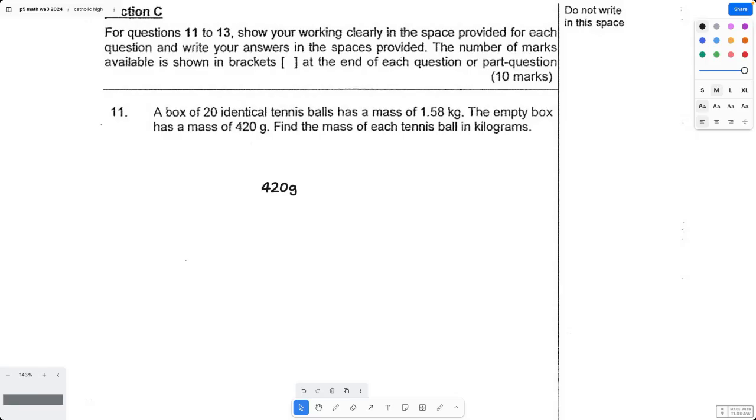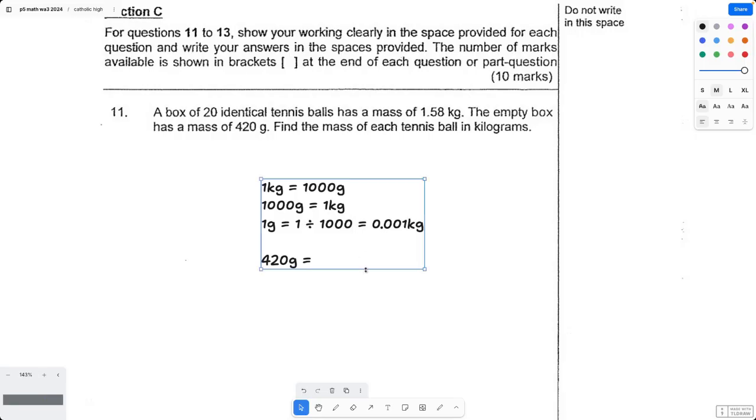So we know that, to recap, 1 kilogram is equal to 1000 grams. So 1000 grams is equal to 1 kilogram, not 100, 1000 grams. Then 1 gram is equal to 1 divided by 1000 grams, so 0.001 kilograms. It's 1 divided by 1000. This is essentially how you convert grams to kilograms.